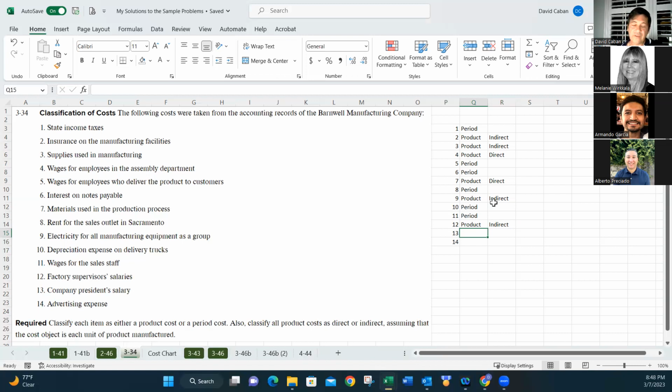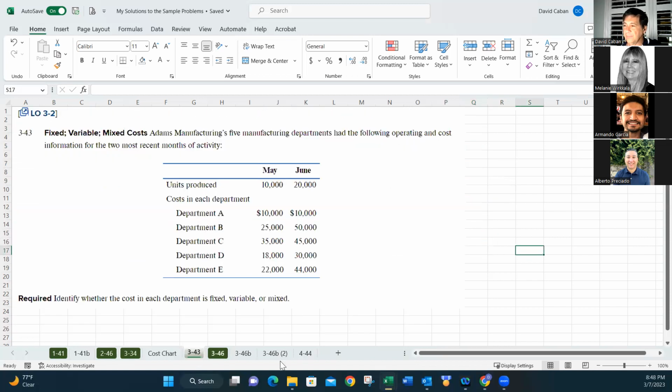Company president's salary. Period. Very good, period. And advertising expense. Period. Very good. Okay, so we finished. You guys did perfect. Okay, let's do the next one so that we don't run out of time. This has to do with variable versus fixed costs, okay? So let's do it, and then I'll tell you the key of how to determine this.